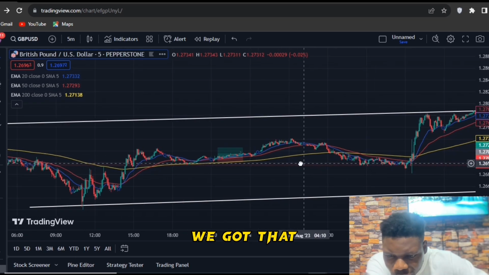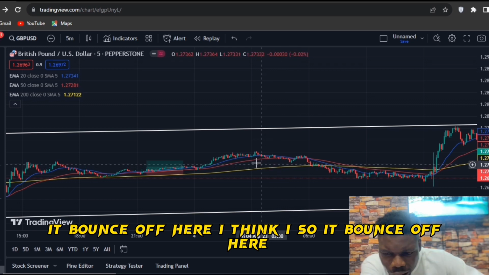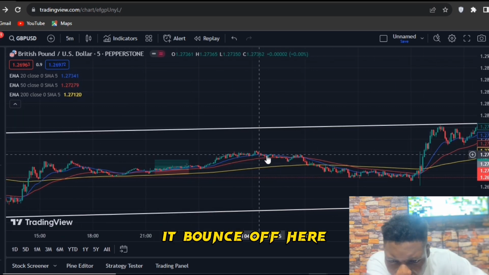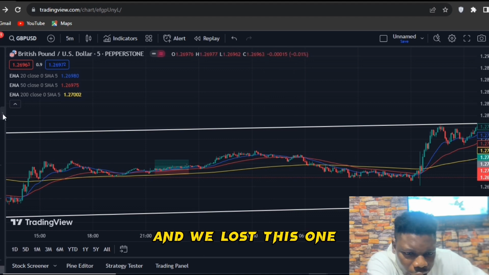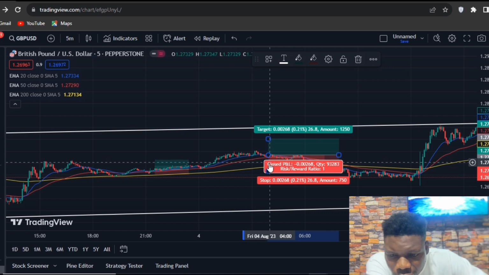We got that. It bounced off here. I think we lost this one. Or we enter along here straight. Yes, we lost this one. So we lost this straight there.